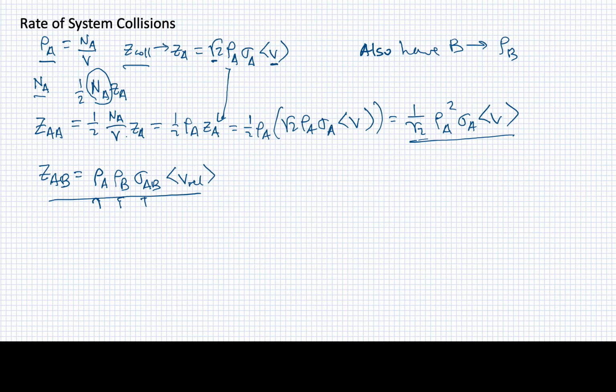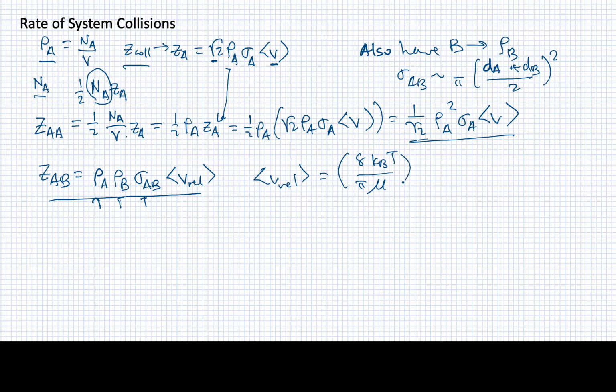So if you want, you can think of that as being something like sigma AB would be on the order of pi times the average of their diameters squared. Okay, it won't necessarily be exactly that, but it could be something like that. Okay, this average velocity, that relative velocity between them, will simply be the same thing that we've gotten before, 8 kBT over pi, but now with this reduced mass thrown in, where the reduced mass will simply be the product of the A and B masses divided by their sum.